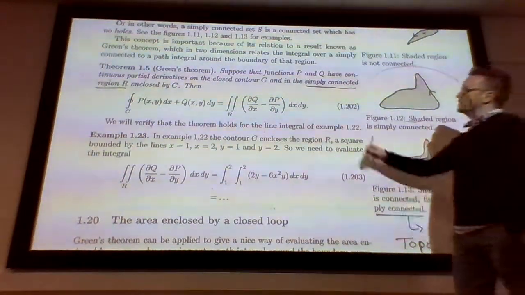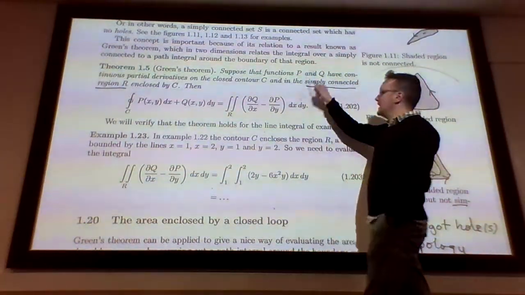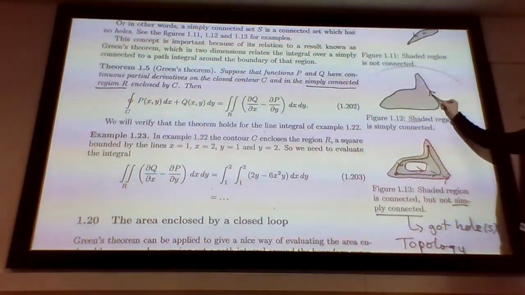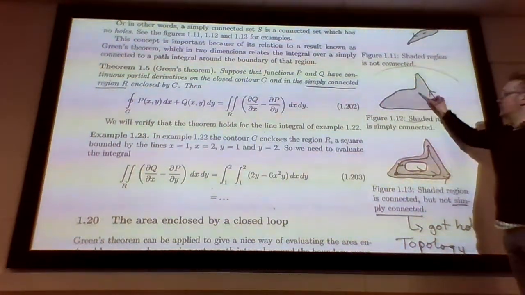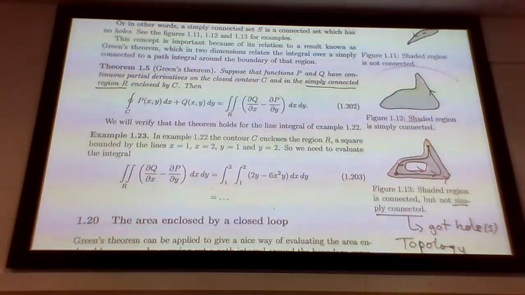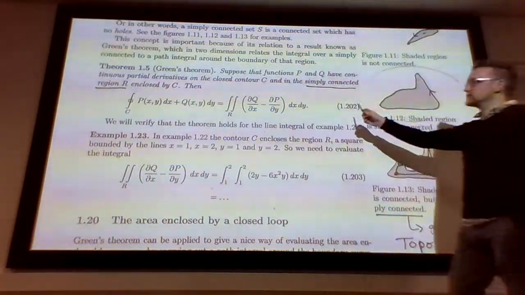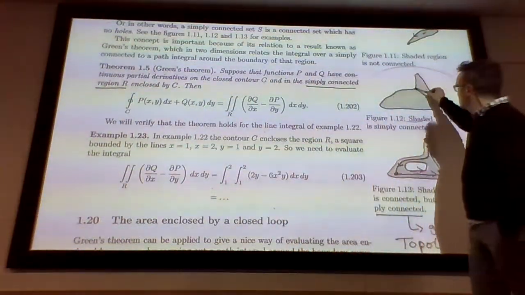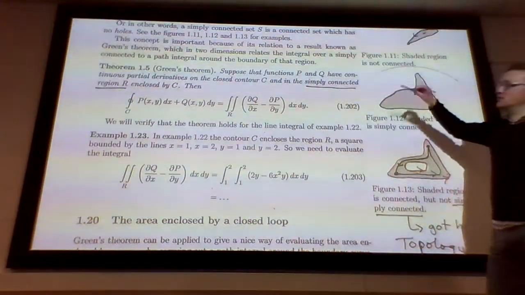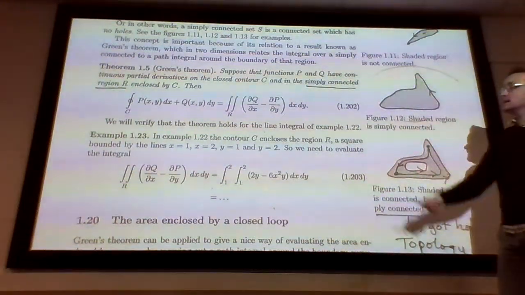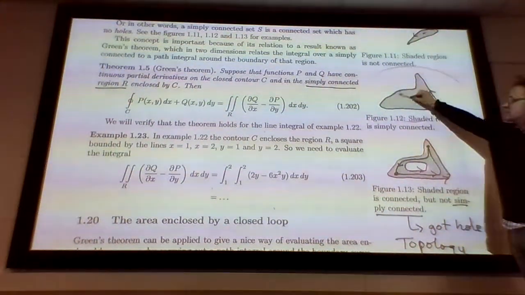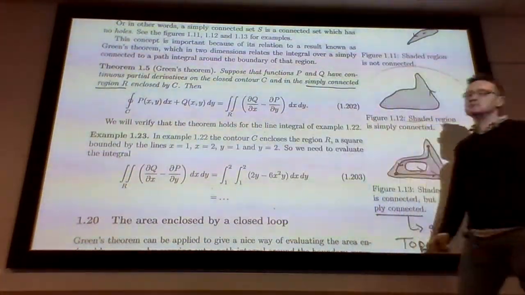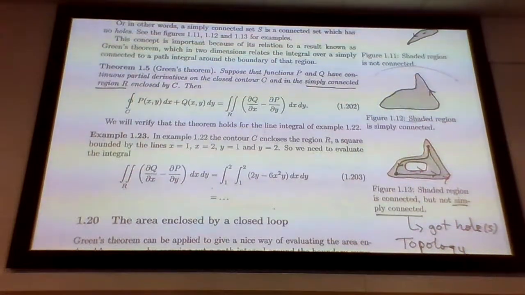And under certain conditions about the well-behavedness of the P and Q, they must have continuous partial derivatives both on the boundary and everywhere inside the region, then Green's theorem asserts that these two integrals are the same. The integral on the left is the integral around the boundary, around the curve C, p dx plus q dy. The integral on the right is the double integral over the entire region of this difference between the two partial derivatives.